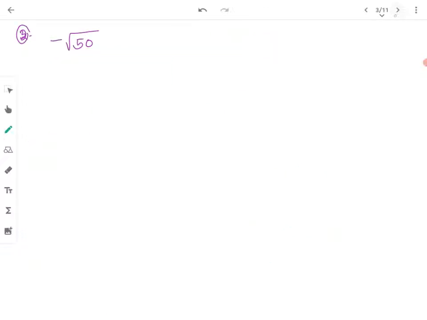Next, how about if we have a negative? This one is a different value because it's negative, so we're also looking at negative numbers. Let's look at the irrational number negative square root of 50. Let's think of two rational numbers, or simply integers, between which negative square root of 50 lies.